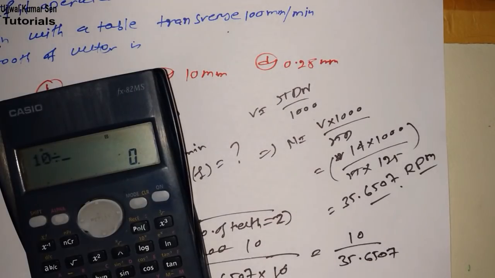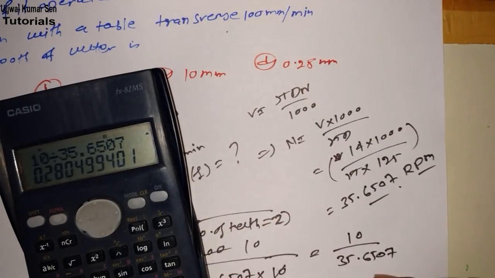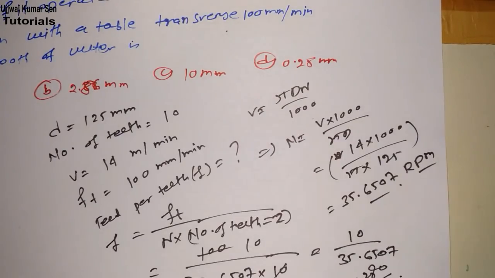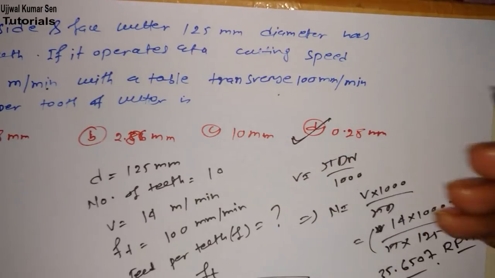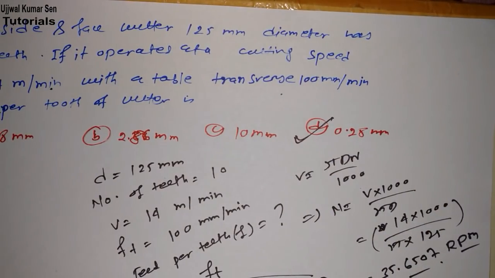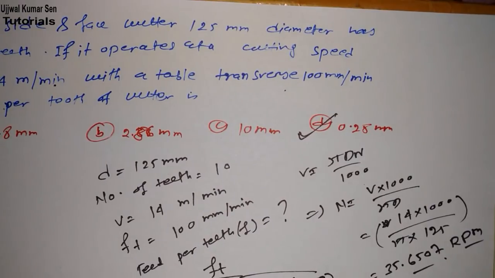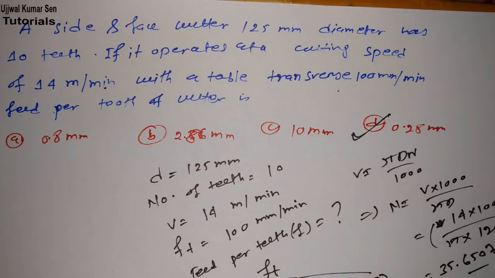10 divided by 35.6507. The answer we get here is 0.280, so this is the feed per tooth. Here is the right answer, 0.280. This is how you can find the answer to the given question.